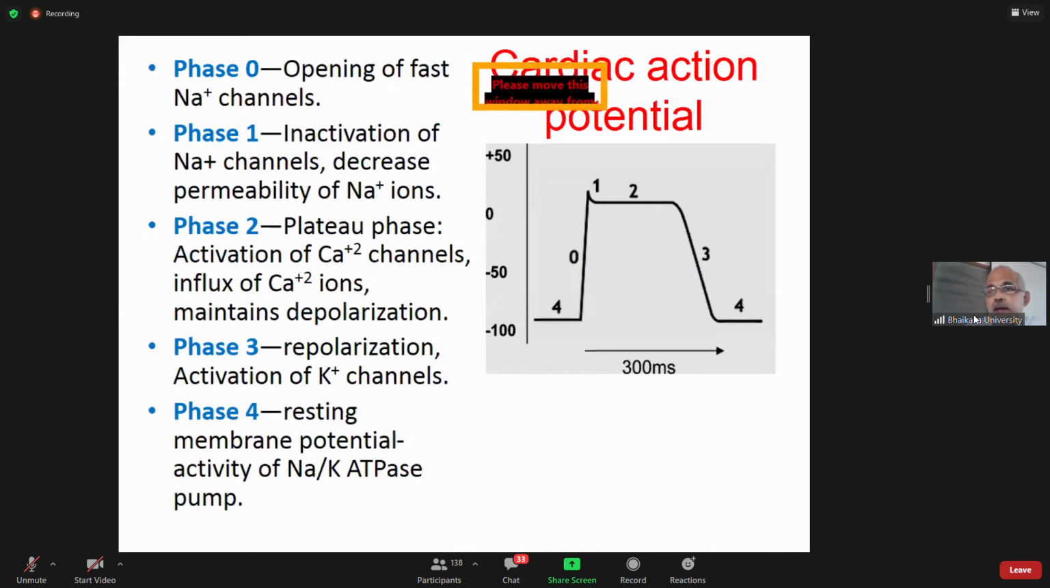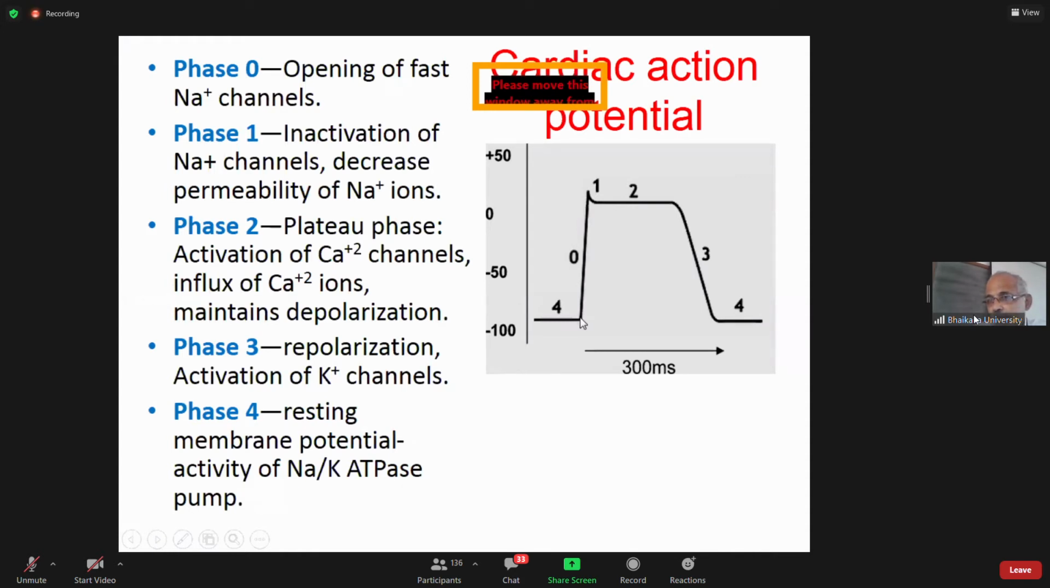Now let us look at the action potential of the atrial musculature and ventricular muscles. The shape and duration will be a little different in atrial muscle and ventricular muscle, but overall the shape will be similar. It has phases 0, 1, 2, 3, and 4. Phase 4 is the RMP. 0 is the rising phase, 1 is the repolarizing phase, 2 is the plateau phase, and 3 is the final repolarization.